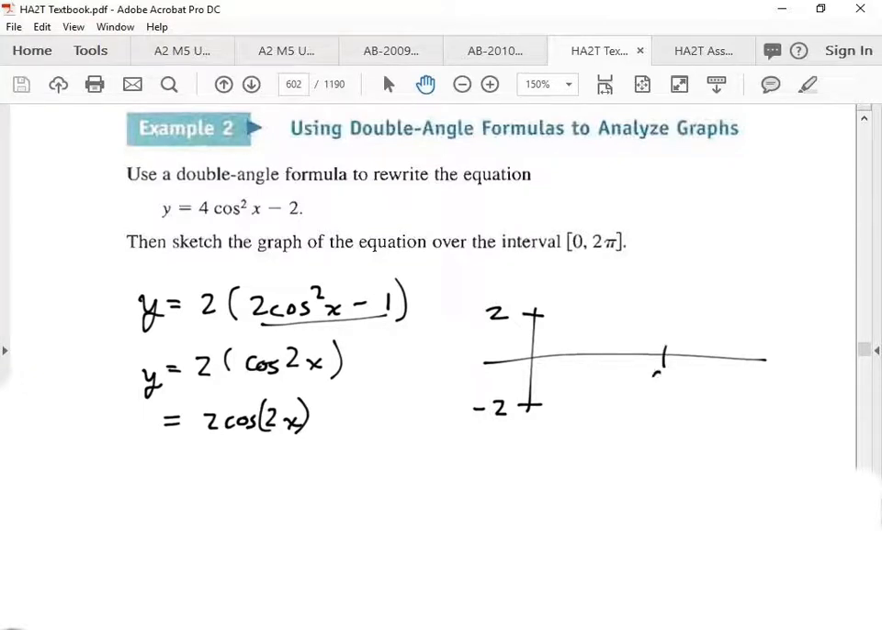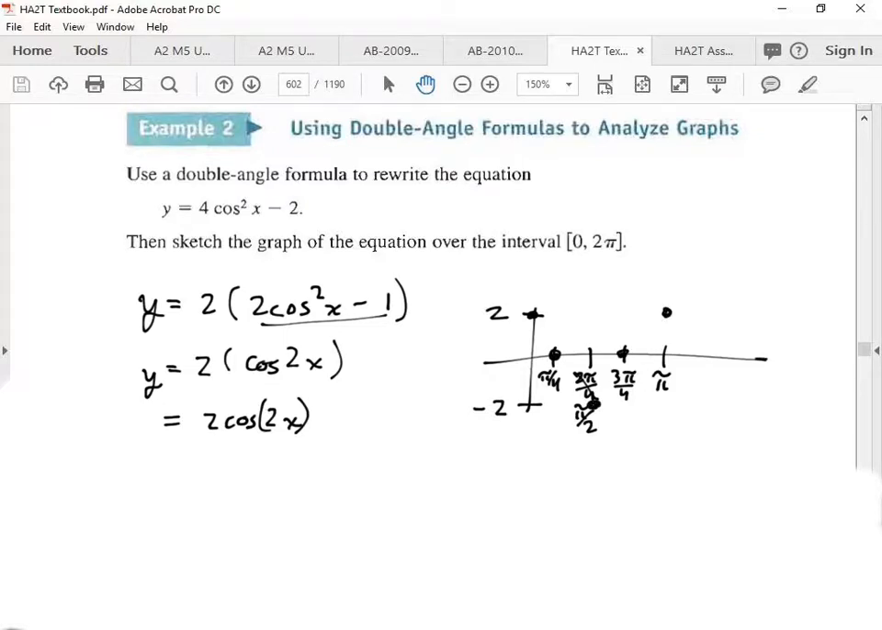So if this was my period pi, do you guys know what the other 3 points are that are in between? Pi over 4, 2 pi over 4, and 3 pi over 4. Now this is pi over 2. And so now you just have to follow the pattern that you know about cosine. It goes max, midline, min, midline, max.